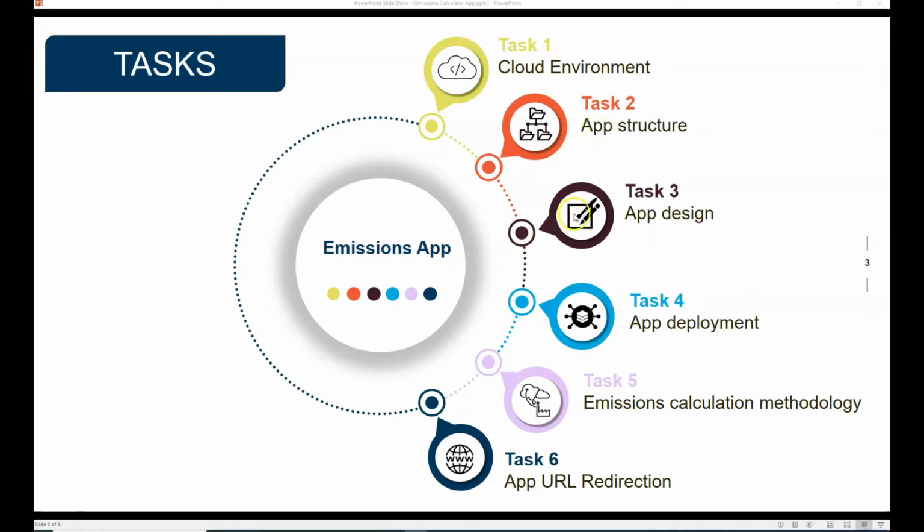In tutorial 3, we're going to talk about the app design and how to change things like color and fonts. In task 4, we're going to follow up on the app deployment. Task 5 includes some of the areas where we could change the emissions calculation methods within the app, and task 6 closes with the URL redirection of our app. That means that our app running in a place should be redirected to a customized website.